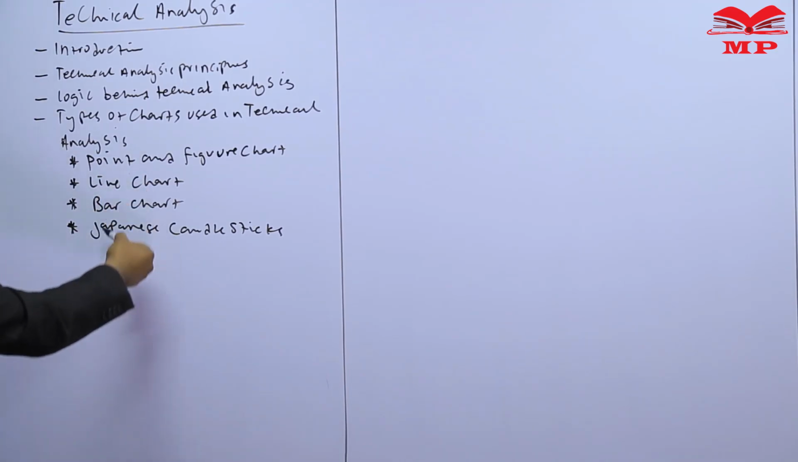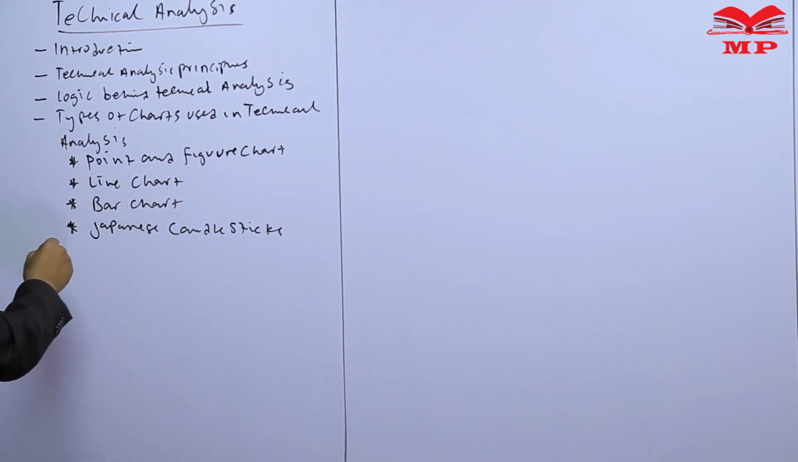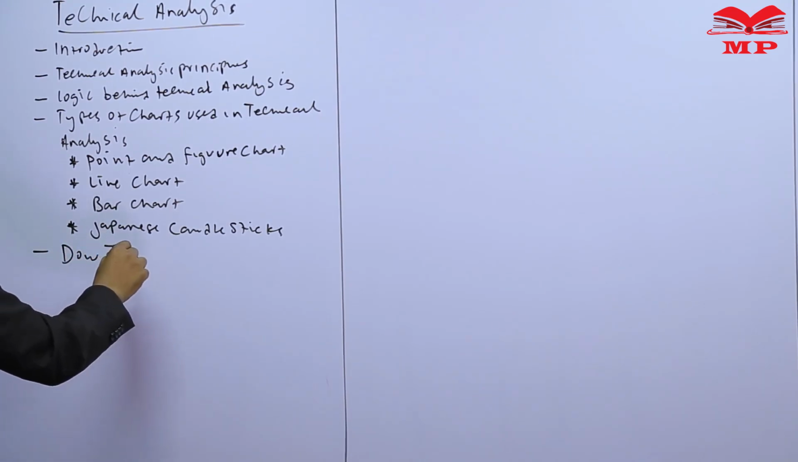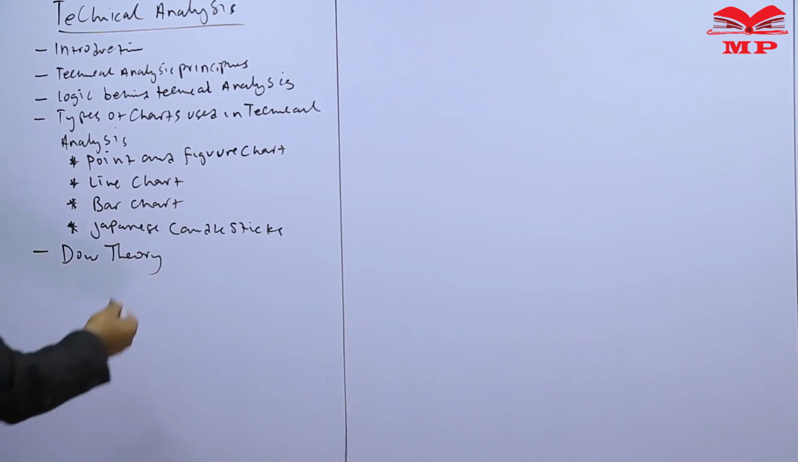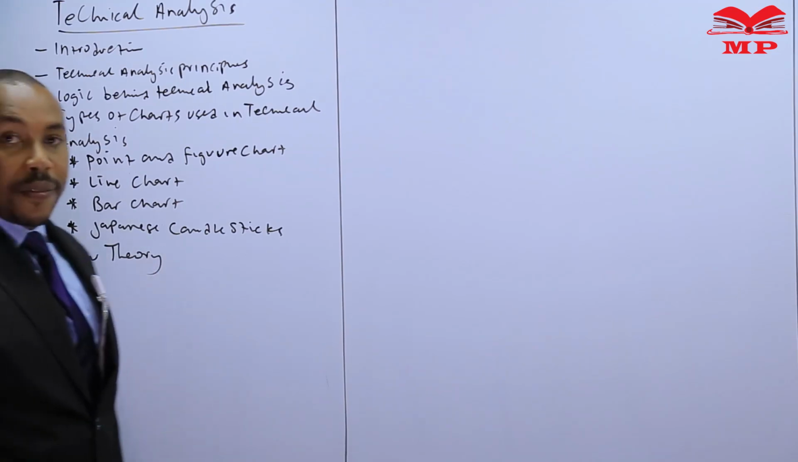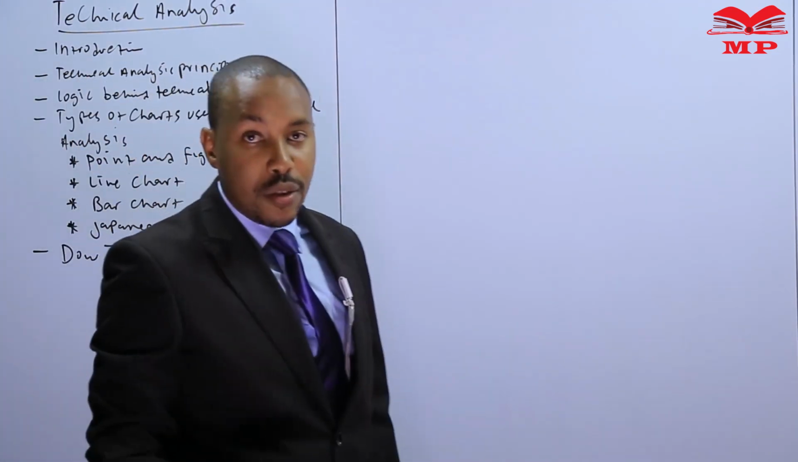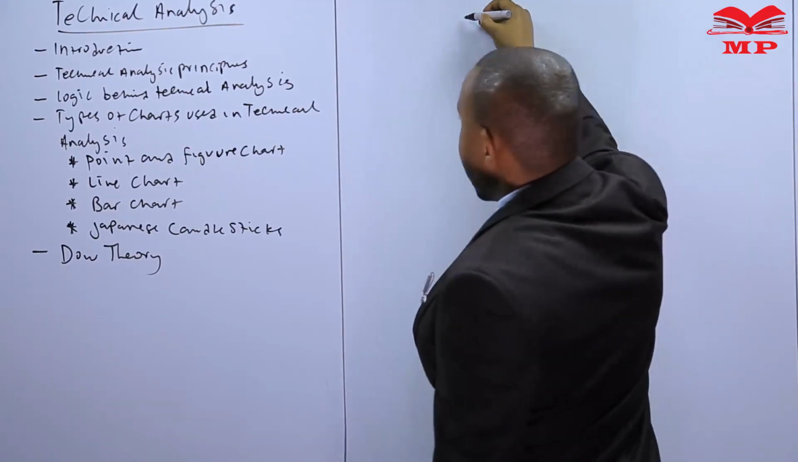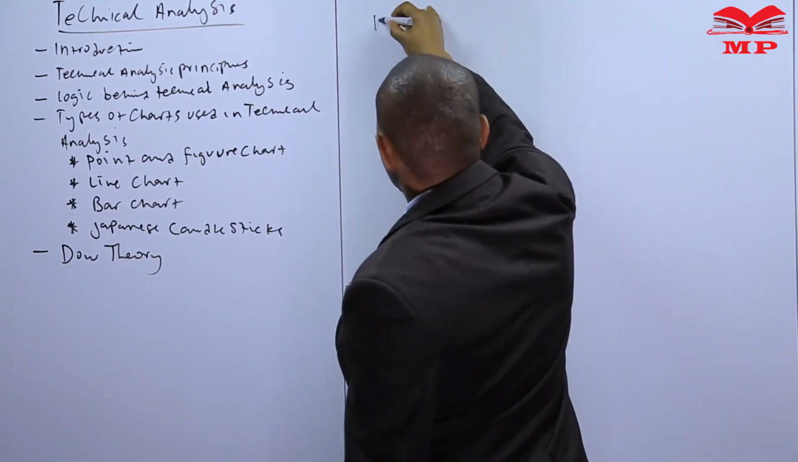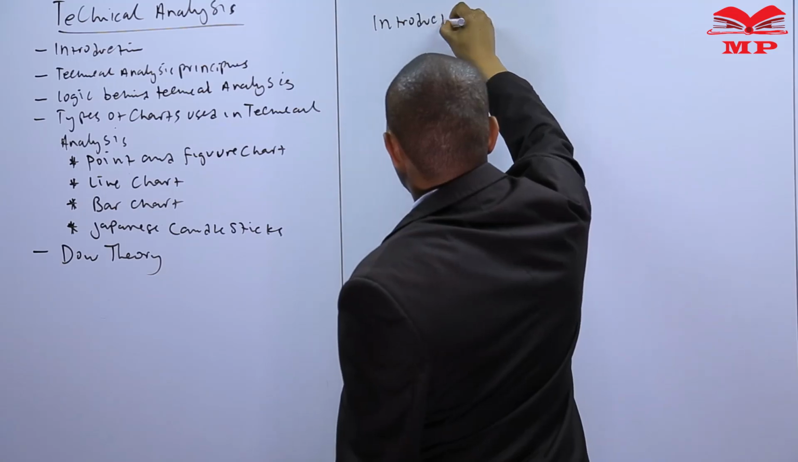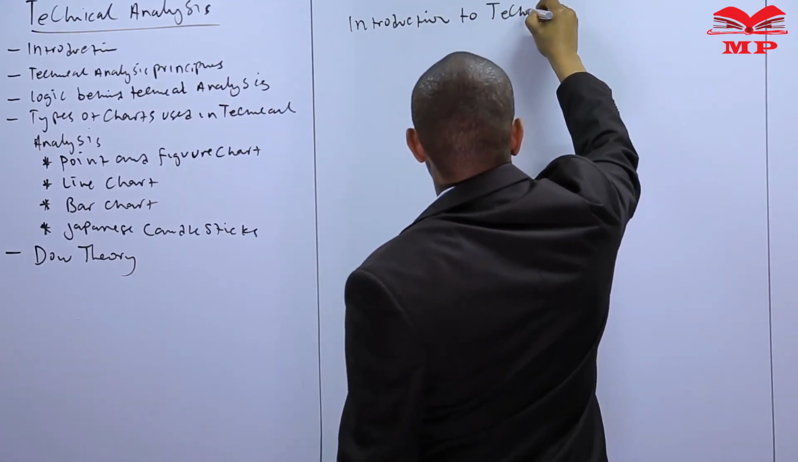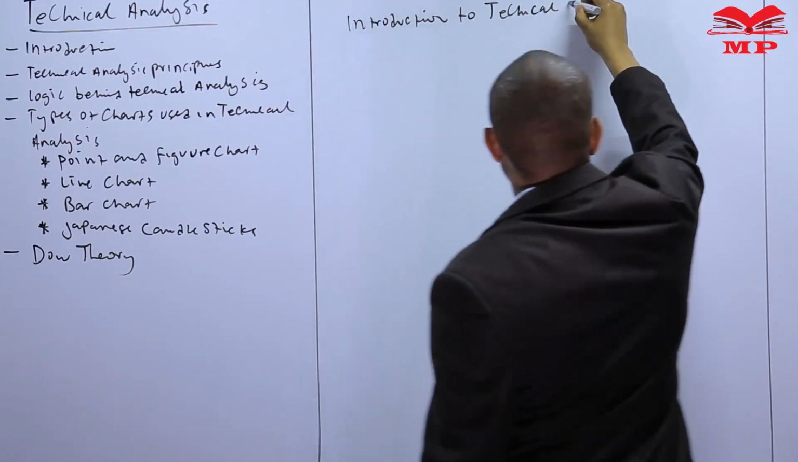Then, once we've looked at these types of charts, we'll move ahead and look at the Dow theory. Then we will be able to conclude this first lecture under technical analysis. Now, we start off by looking at the introduction to technical analysis.